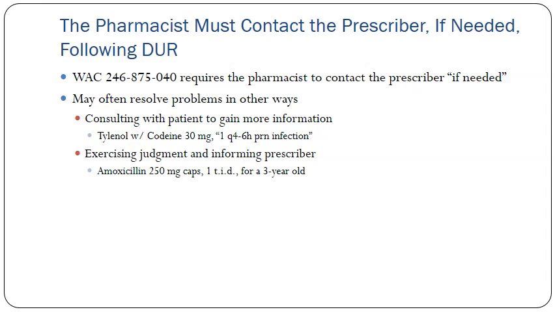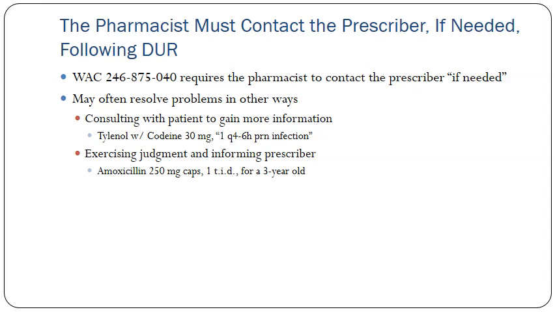A couple of obvious possibilities include consulting with the patient to gain more information that helps them to resolve the problem. An example of this is a prescription written for Tylenol with codeine 30 mg tablets with the direction to take 1 to 2 tablets every 4 to 6 hours as needed for infection, PRN infection. This suggests a possible error in the product that is specified, or at least inadequacies in the directions.